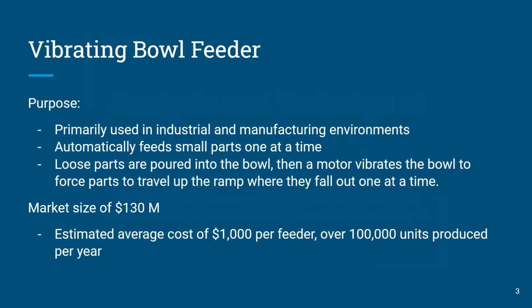A vibrating bolt feeder is primarily used in industrial manufacturing environments to automatically feed small parts into an assembly line. Loose parts are poured into the bolt and fed out in a specific orientation. We estimate our market size to be about $130 million with 100,000 units.